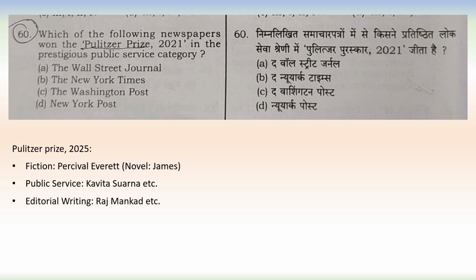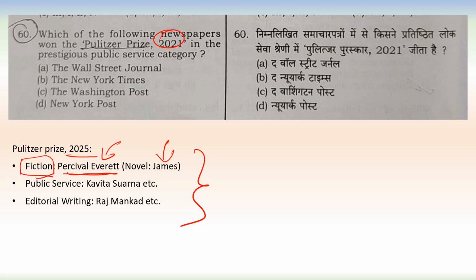Next one, which of the following newspapers won the Pulitzer Prize 2021? So we'll not go into this year. We'll see the Pulitzer Prize in 2025 in the fiction category. Percival Everett has got the Pulitzer Prize for his novel James. So this is a novel written by Percival Everett, and he won this Pulitzer Prize in the category of fiction.